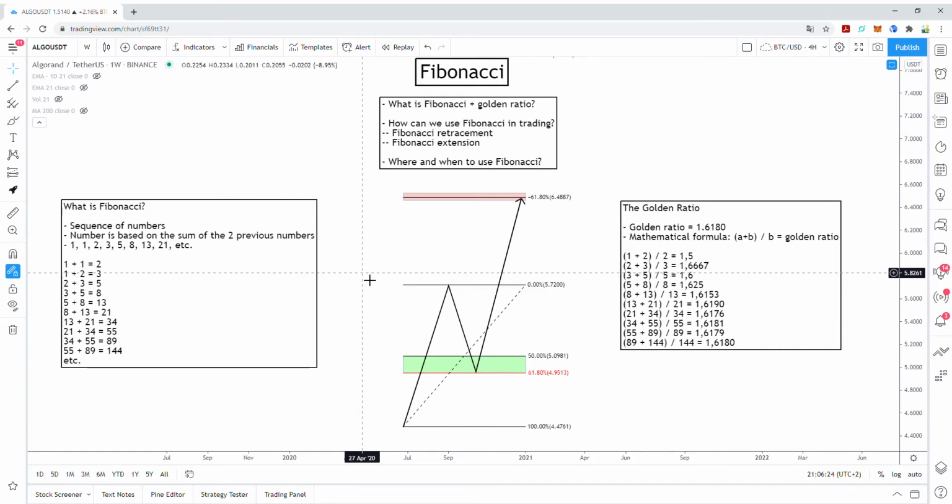edge in trading. What I will be discussing in this video is what is Fibonacci and what is the golden ratio. I will show you how we can use Fibonacci in trading, and I will show you where and when to use Fibonacci. Okay, so let's get started with what is Fibonacci and what is the golden ratio.